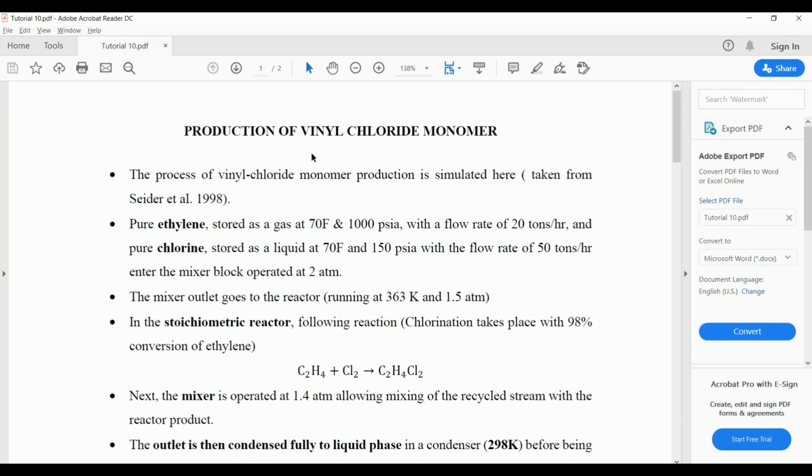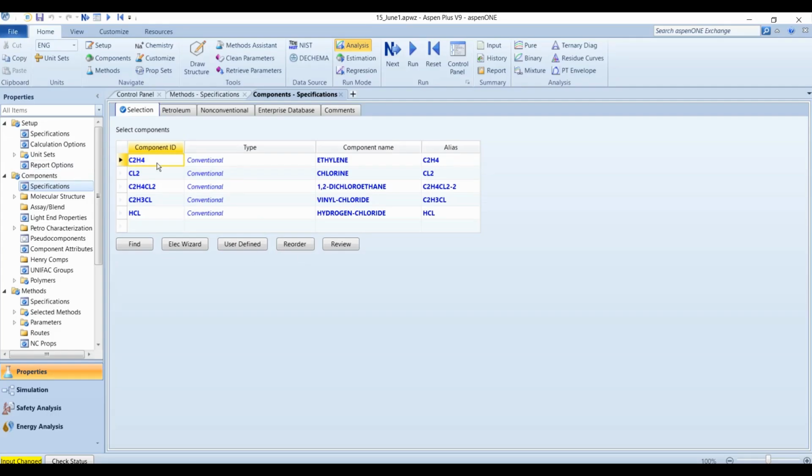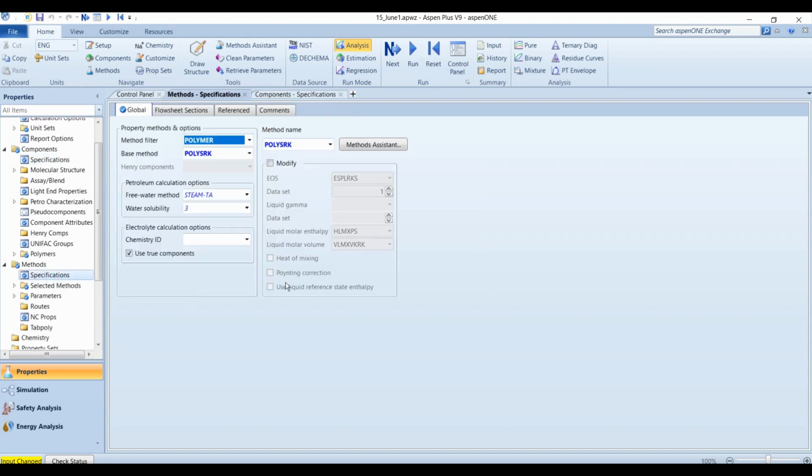So today we are going to see the production of vinyl chloride monomer, and the process has these components: ethylene, chlorine, dichloroethane, vinyl chloride and hydrogen chloride. So I have already taken these components. Next is selection of method.